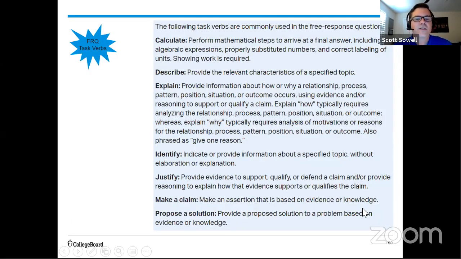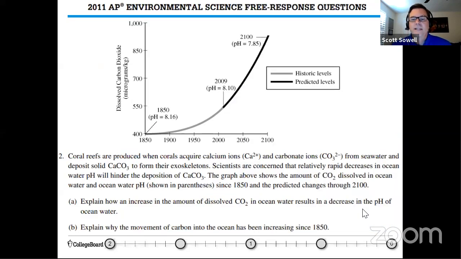Our task verbs, I mention this every single time we meet, but the ones we're going to mention today are identify, describe, and explain. So let's take a look at this one. It says coral reefs are produced when corals acquire calcium ions and carbonate ions from seawater and deposit solid calcium carbonate to form their exoskeletons. Scientists are concerned that relatively rapid decreases in ocean water pH will hinder the deposition of calcium carbonate. The graph above shows the amount of CO2 dissolved in ocean water and ocean water pH, shown in parentheses, since 1850 and the predicted changes through 2100.